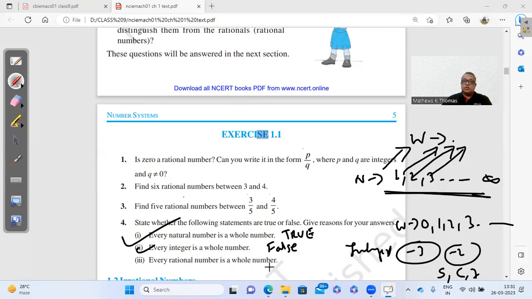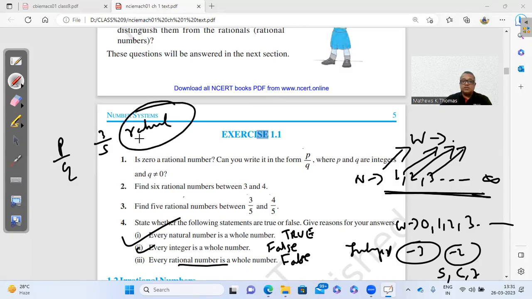Every rational number is a whole number. So this is also going to be a false statement because we said that rational numbers are what? Numbers in the form of p by q. Numbers which are in the form of a fraction. So I have a fraction 3 by 5. So this is a rational number. But if you analyze this, this is not a whole number. 3 by 5, 1 by 2, 7 by 5. There are so many fractions which are rational numbers. All fractions are rational numbers, but they are not whole numbers. So every rational number is a whole number is false.